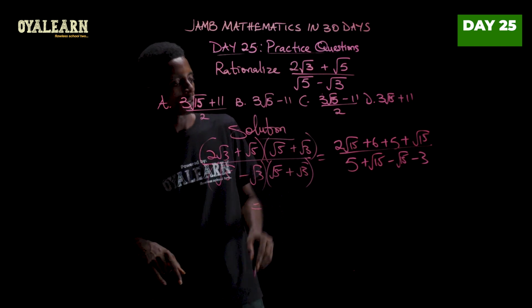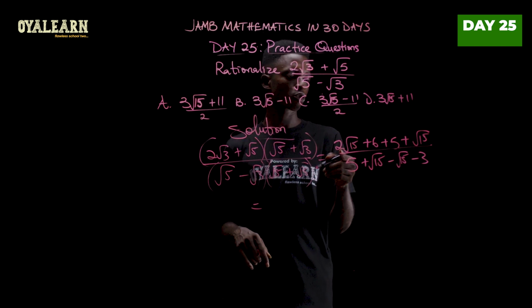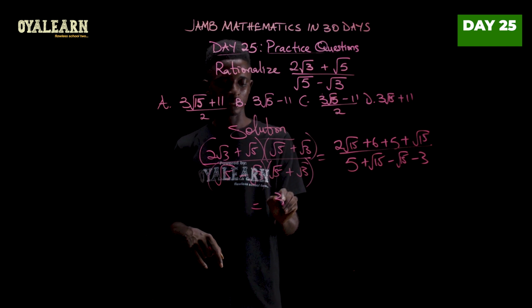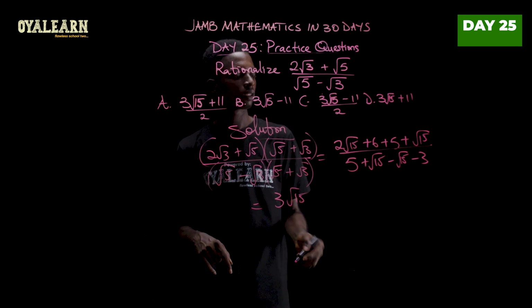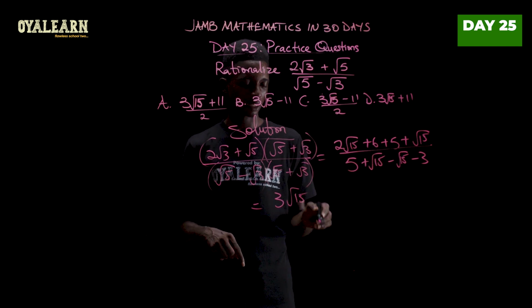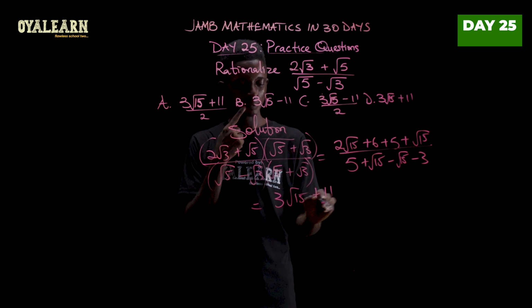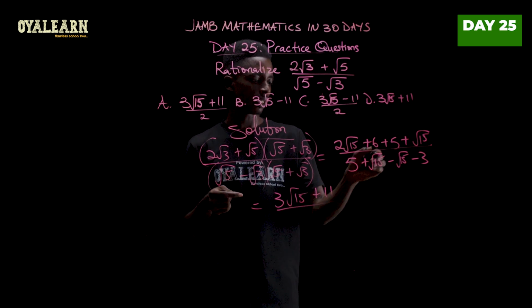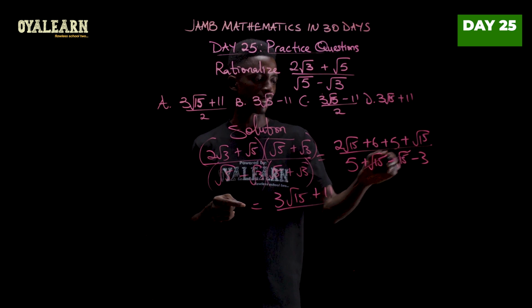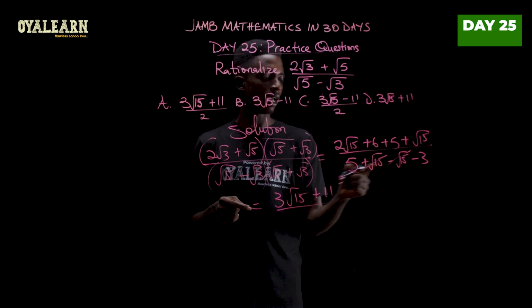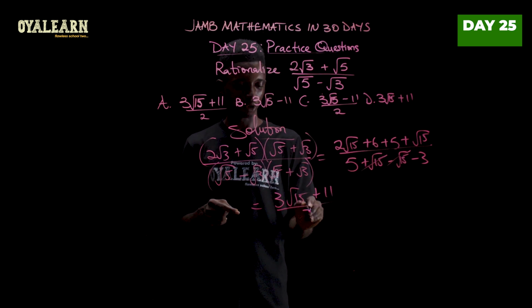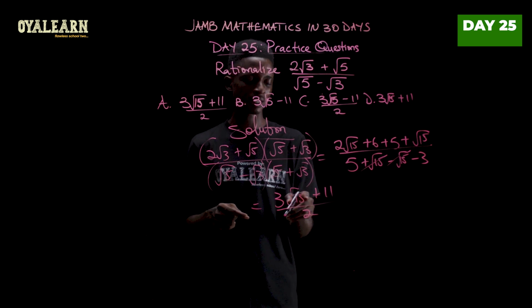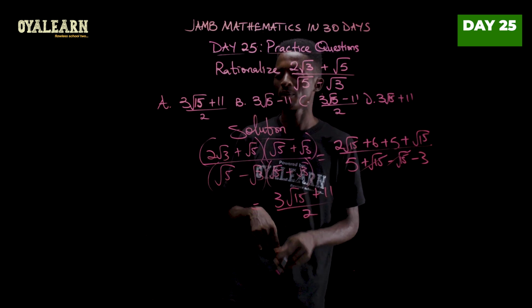So let's simplify. At this point, we have 2√15 plus √15, which will give us 3√15. Plus 5 plus 6, that is plus 11, over, now, √15 minus √15, that's 0. And 5 minus 3 will give us 2. So we have (3√15 + 11) all divided by 2.